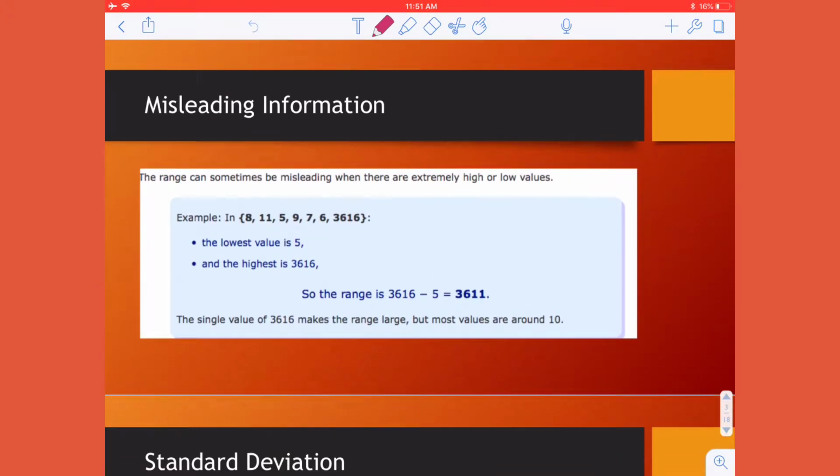Now, you can have misleading information at times. The range may not always be a great representation of what you actually have. For example, if you look at this data set that I have on your screen, one of those data points is what we call an outlier. It's extremely inconsistent with the data that we already have. Therefore, when I use that as my largest value and I subtract off the smallest value, it really truly throws off my range, when in reality, my values seem to be around 5, 6, 7, 8, 9, 11. They're more in that area than they are covering 3,611 values. So outliers can heavily affect your range.